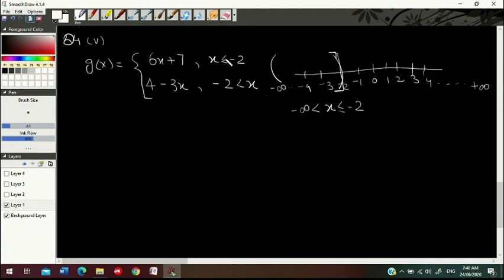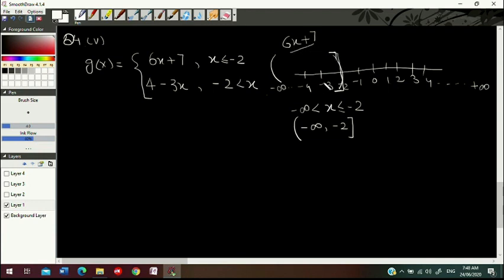When these two signs combine at one end of the interval, we use this square bracket. So we can say from minus infinity to minus 2, we have this equation 6x plus 7. So on the real line, when we talk about this interval minus infinity to minus 2, we use this equation.